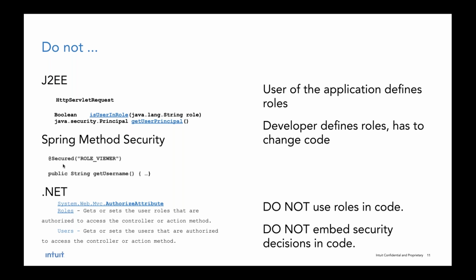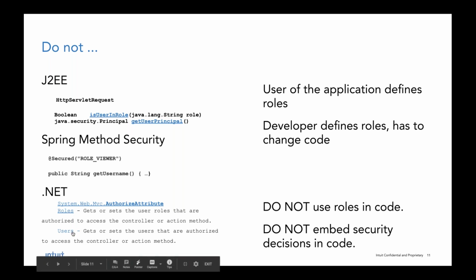Spring method security, which is slightly newer, has an annotation, which is nice, but it still takes a role as an input. I'll talk about why I think role is a problem. If you look at .NET's public API, it also has authorize attributes, and it takes roles or users as input and wants you to make decisions based on roles and users.